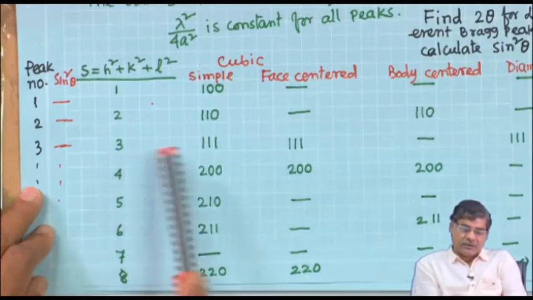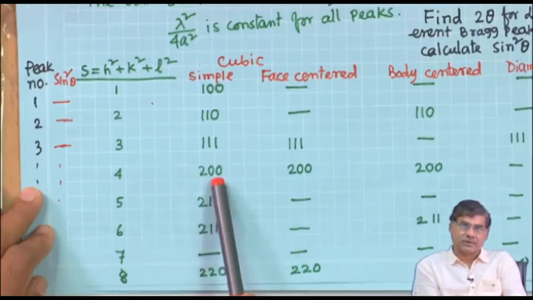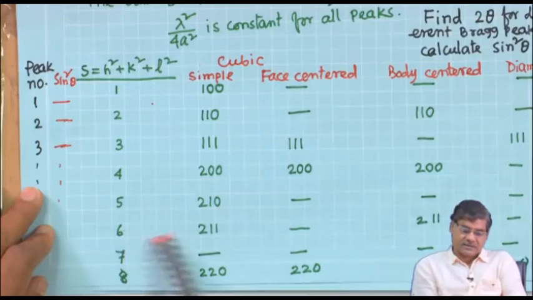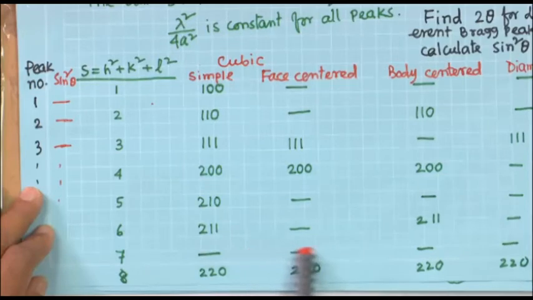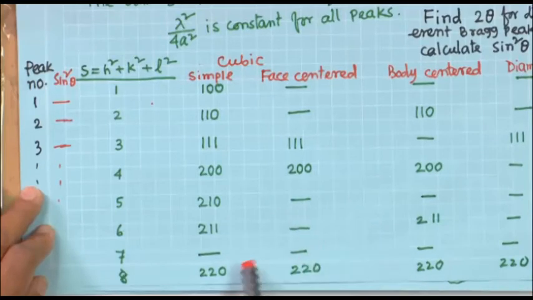So, for 3, 1 1 1, for 4, 2 0 0. No other combination is possible. 5, 2 1 0. 6, 2 1 1. For 7, there is no possibility of any combination of HKL. 8, 2 2 0. 9, you can go 3 0 0, but one can add not only 3 0 0. Other combinations may be possible, so that one has to see.